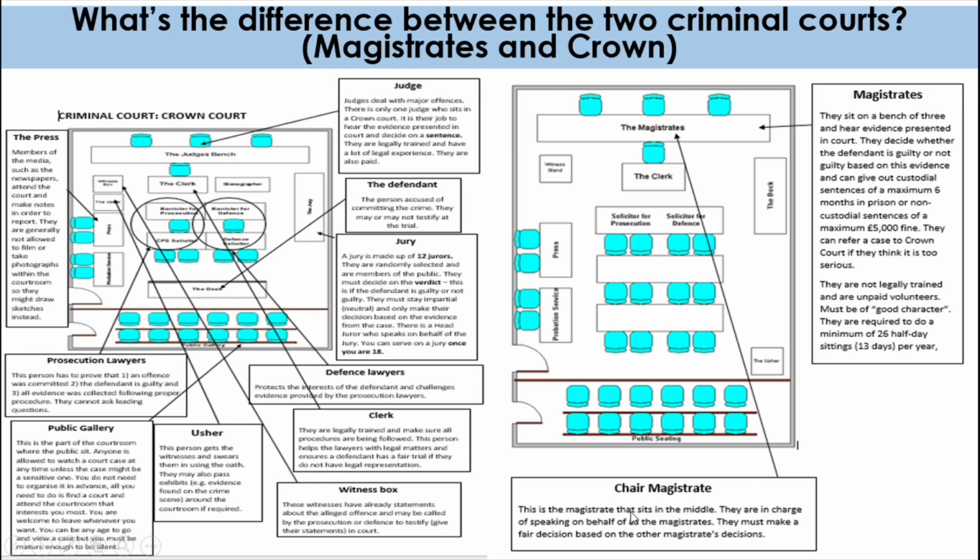The chair magistrate sits in the middle. They are in charge of speaking on behalf of all the magistrates. They must make a fair decision based on other magistrates' decisions too.